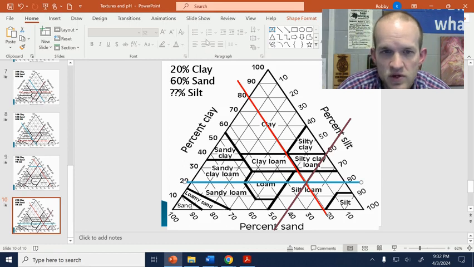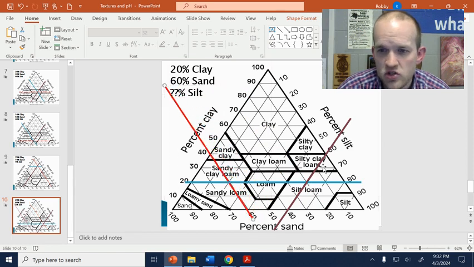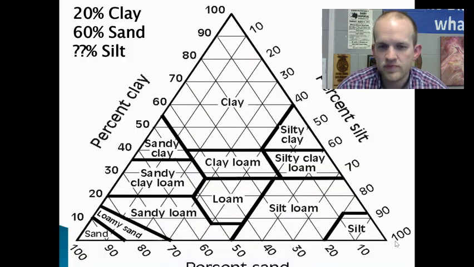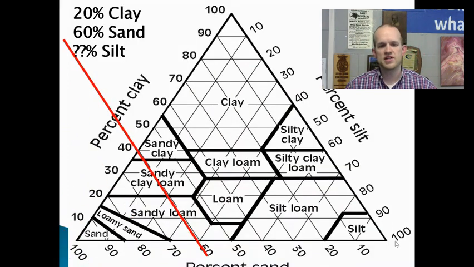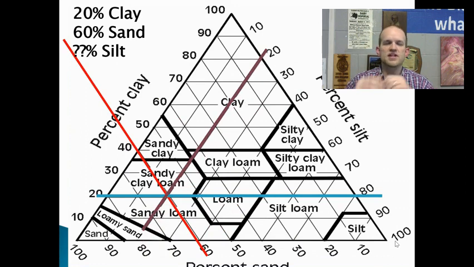So I do have 20 clay, 60 sand. So let me drag that over. And I know that my other 20 is 20% silt. So when I put that together, we can all make mistakes, right? That 60% sand, and I have my 20%, it's going to be clay. And then I have my 20% silt, and that's going to intersect at what we call sandy clay loam. So it's a loam that's a little heavier on the sandy and clay side, not so heavy on the silt side, right?